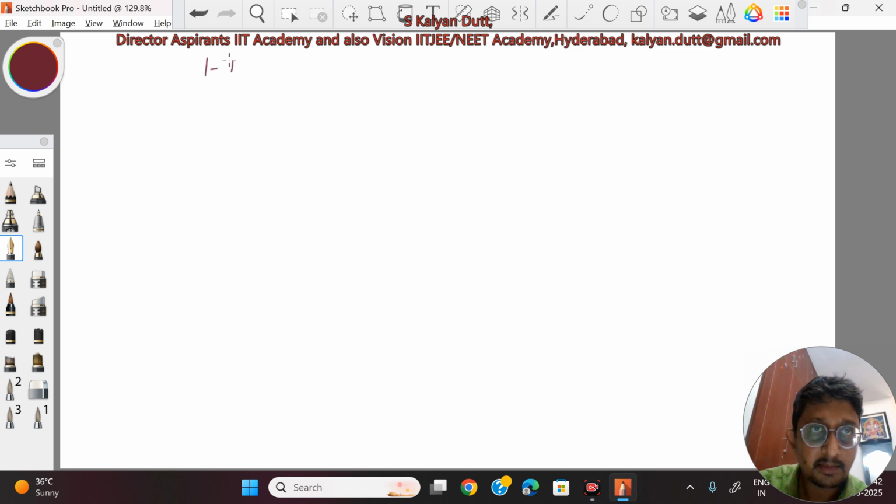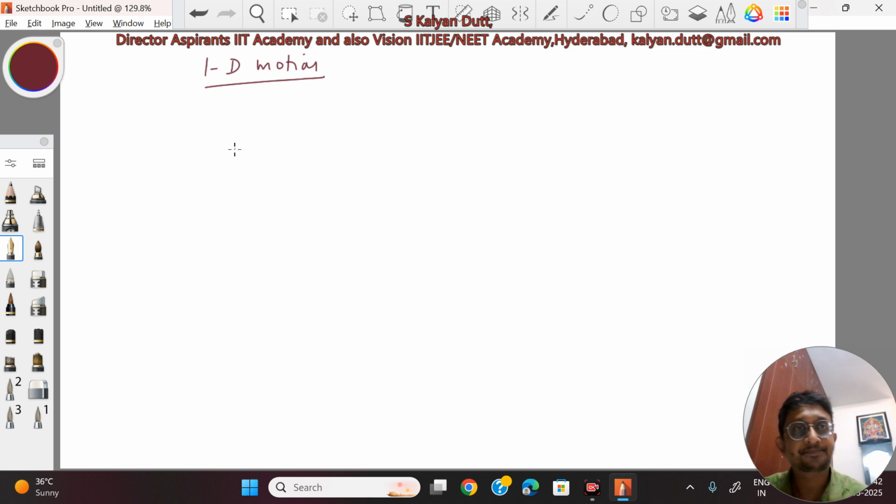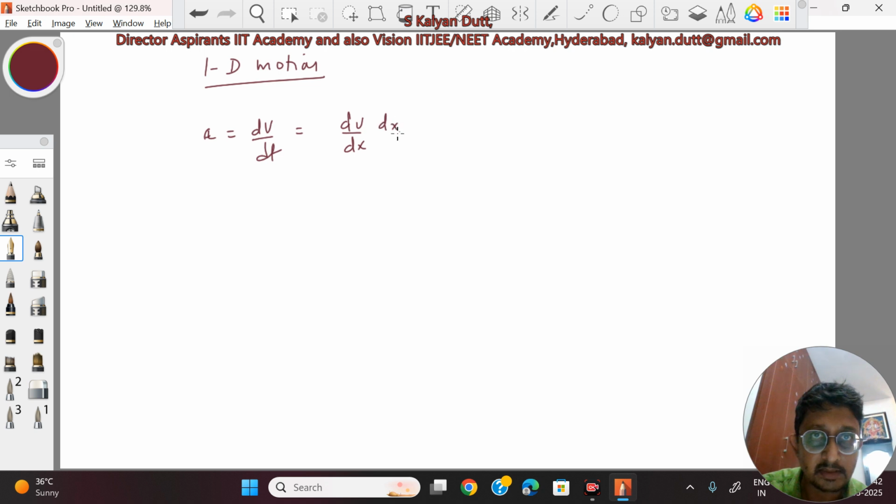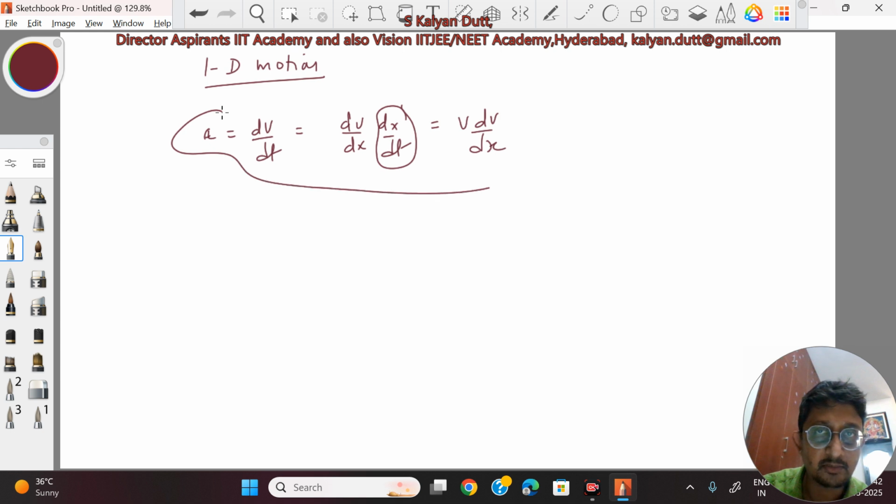If you take the one-dimensional motion, 1D motion, I have here this idea that acceleration is dv by dt, which by chain rule I can write as dv by dx into dx by dt. And we know dx by dt is again the velocity, so v dv by dx. Generally, we use this in 1D motion.